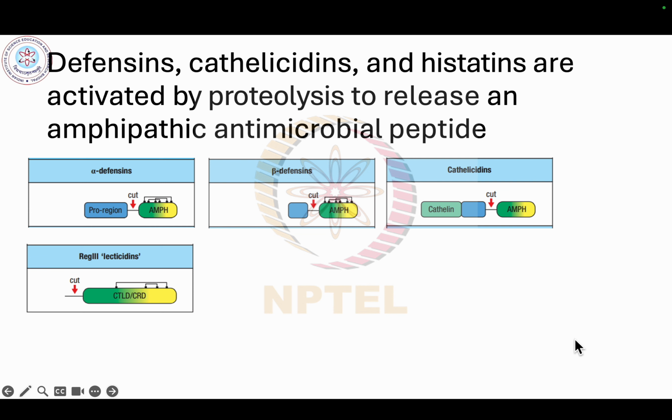So defensins, cathelicidins, and histatins are activated by proteolysis to release an amphipathic antimicrobial peptide. Here we have alpha defensins, beta defensins, cathelicidins, and Reg3 lectins. In alpha defensins, there is a pro region and a cut site between the amphipathic region and the pro region. That is the domain which is the active part of these components. They are activated by proteolysis to release an amphipathic antimicrobial peptide.